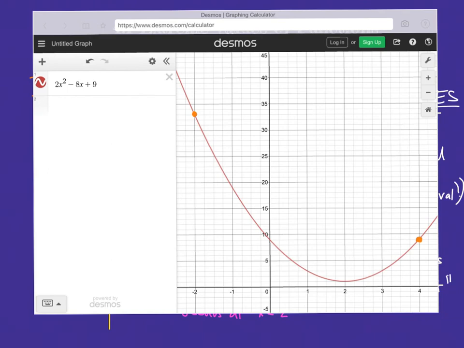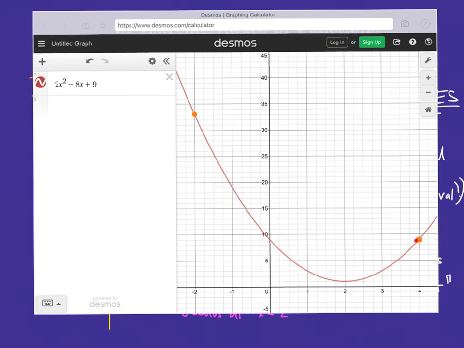I took a look at Desmos just to make sure what we're doing was correct. Obviously this function is defined everywhere, but I made the coordinate point -2, 33 bolded with a dot, and same thing with 4, 9. That's the interval that we're looking at. We're not looking to the left or right of that interval. The endpoint at -2, 33 is where our absolute maximum occurs, and our absolute minimum occurs here at 2, 1. So again, only on this interval from here to here.